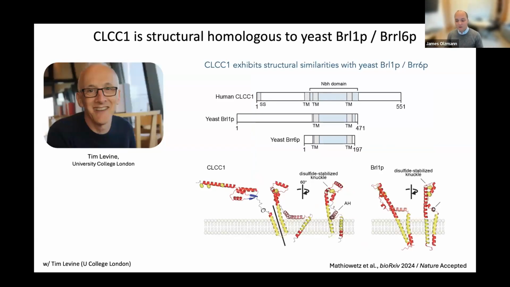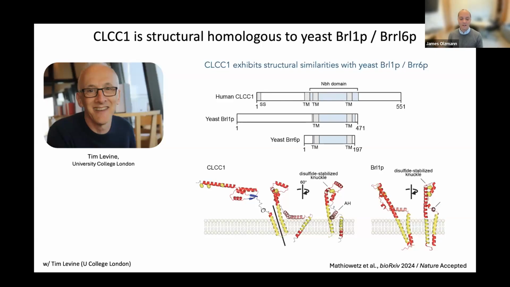So what could CLCC1 be doing? We started to dig into the literature, and the only model we could see where some people have observed this type of phenotype was where they had knocked out TMEM41B or VMP1, two ER scramblases. They start to accumulate these large luminal droplets within hepatocytes.